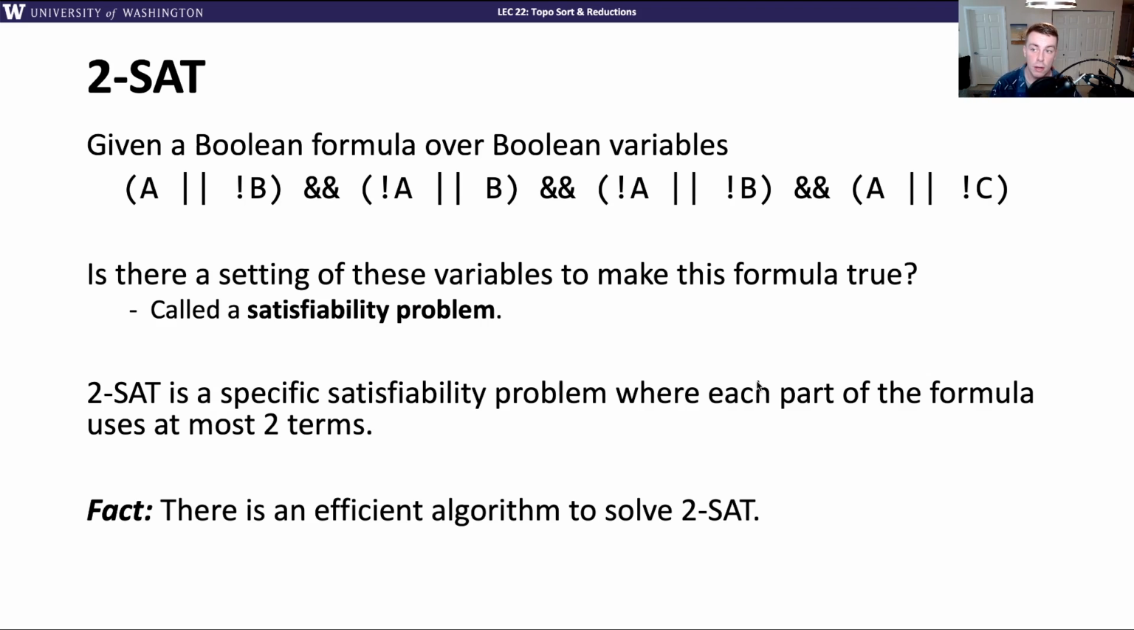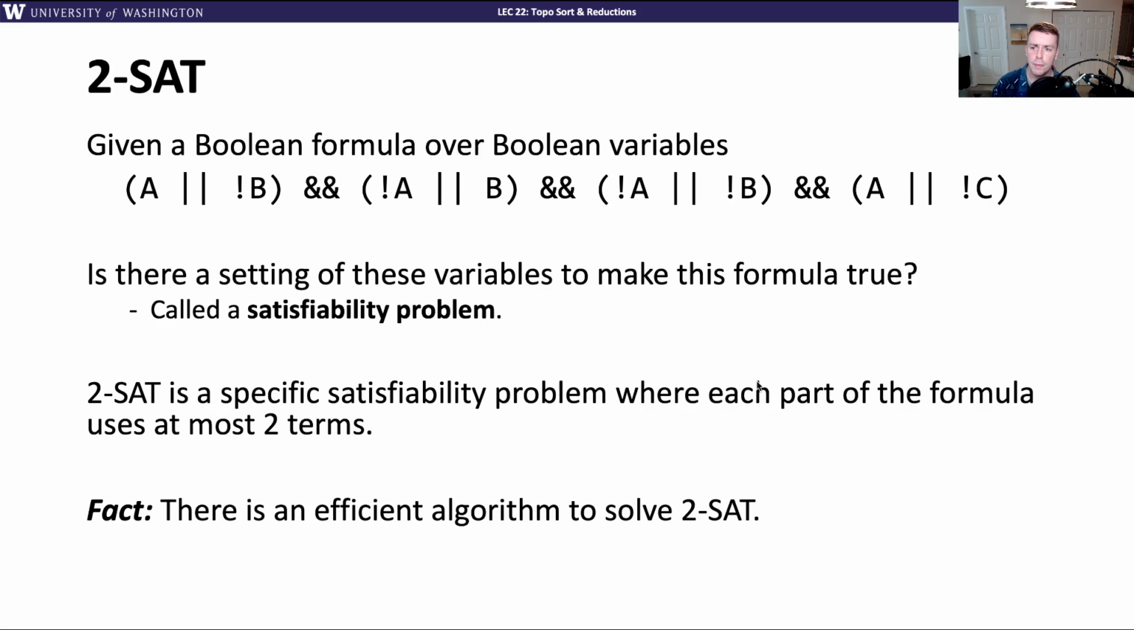So I want to start with this thing called 2SAT, which is a problem where you have a Boolean formula, like an if statement, in the form of something like (A or B) and (not A or B), and you have a bunch of these ANDs of ORs. The question for 2SAT is, given this formula where all of these individual parts use two terms, is there a setting of these variables that makes this formula true? We call this a satisfiability problem because we're asking, can you satisfy this formula, make it true, by a certain setting of the input variables?